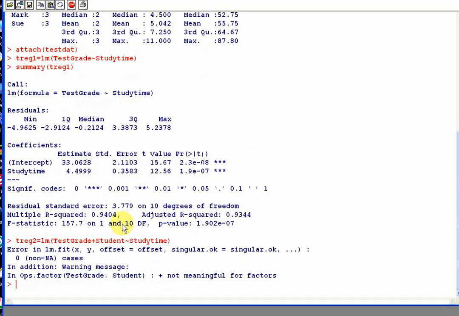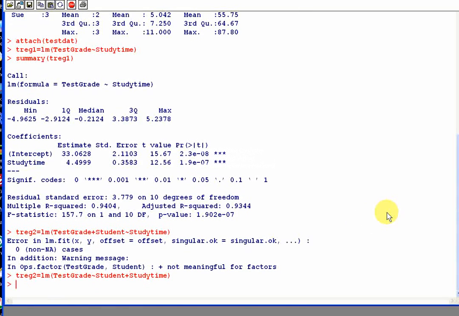Now, what just happened in R here? One second. Oh, I see what I did. I just typed the formula wrong. It should be test grade tilde student plus study time. I put the plus in the wrong place here. I apologize for that. Now let's do a summary of those and see what we get.